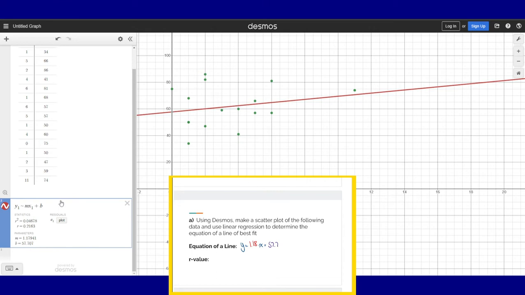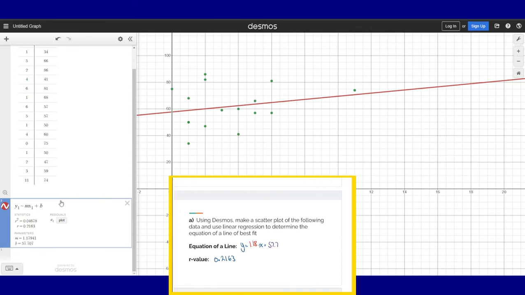We do also have the R value. So this software, when we create the line of best fit, it will give us the R value, which in this case is 0.2163. So that R value tells us how well our line of best fit fits the data. And we would say that it's a weak fit. It's in that lower portion on our spectrum. So it is a weak fit.